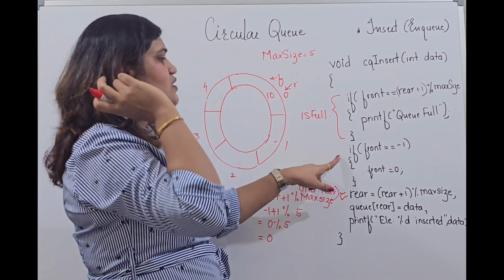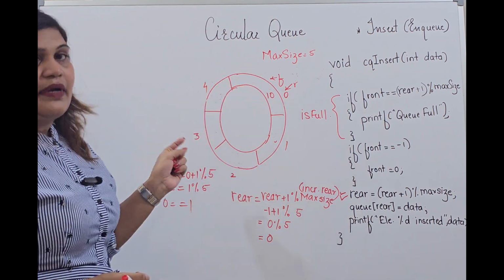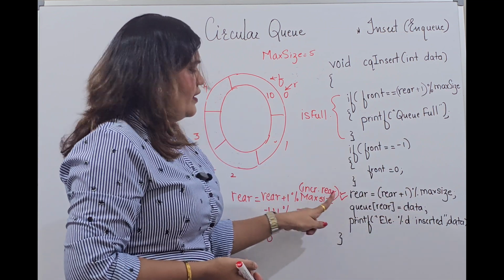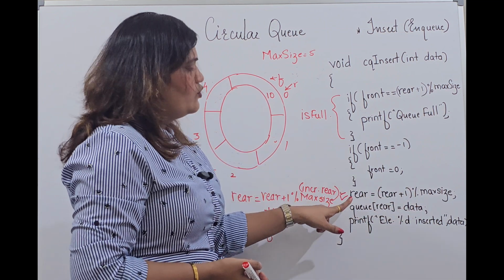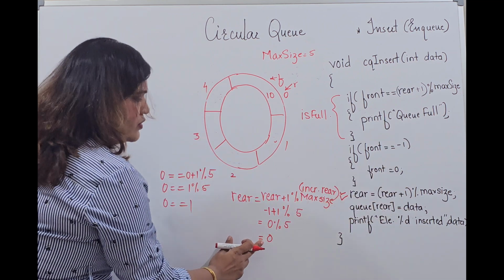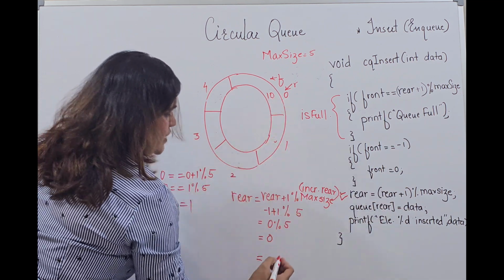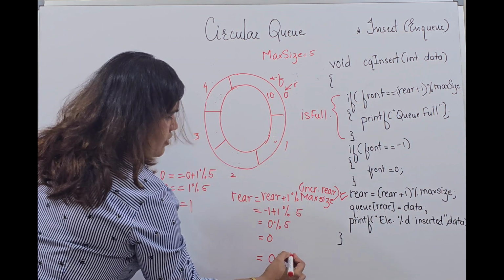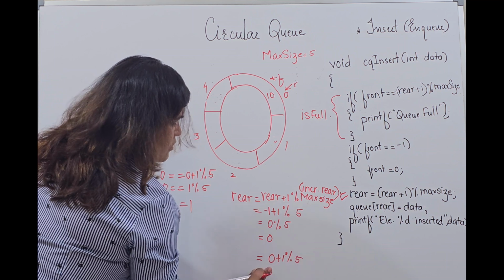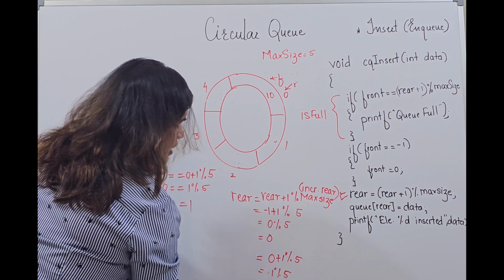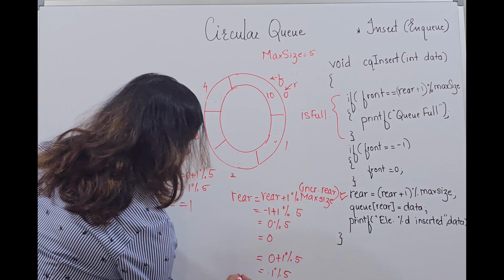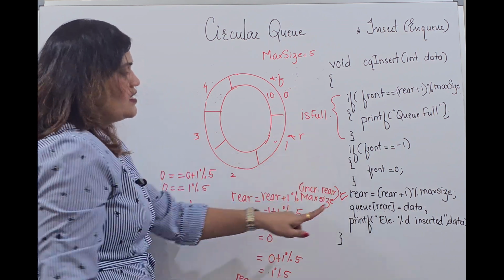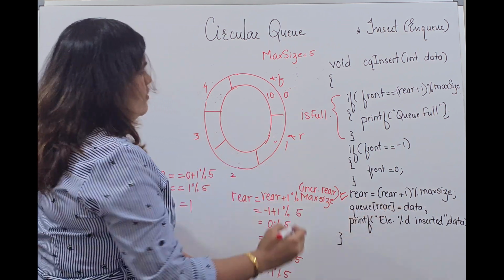After that, if front equal to -1, this condition I have to check. No, my front is not -1. So I move to the next part. Rear equal to rear plus 1 mod of max size. This line is incrementing your rear. Let's try to do this calculation again. What is my rear now? It is 0. Earlier it was -1, right? Now it is 0 plus 1 mod of 5. 0 plus 1 is 1, mod of 5 is 1. So your rear now is 1. So your rear which was pointing here will point here. Once the rear is incremented, I'll put the data in my rear: 20.